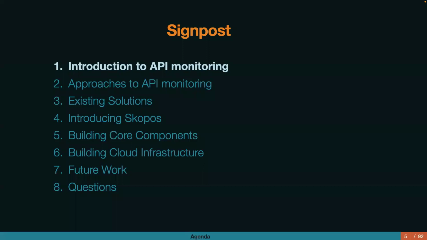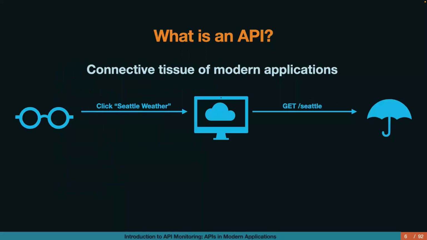Okay, so we start with the first section, Introduction to API Monitoring. In this section, we'll explore 2 things: the consequences of API failures and core functionalities of every API monitoring tool. But first, what is an API? APIs are at the heart of every piece of modern software in use, and they act as the connective tissue that binds together application services.